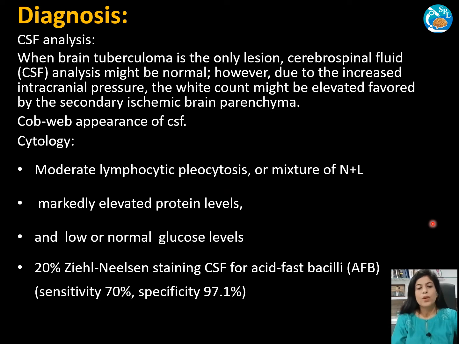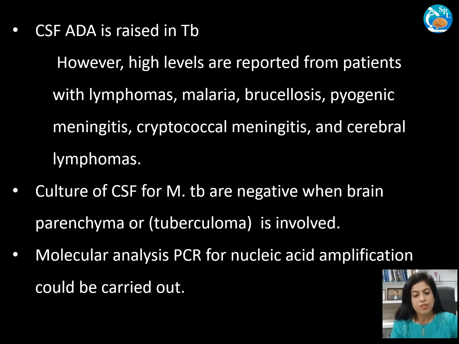Now coming to diagnosis, whenever a sole tuberculoma is present, then the CSF analysis may be normal. Whenever tuberculous meningitis is present, the CSF may have a typical cobweb-like appearance. On cytology, there is moderate lymphocytic pleocytosis. However, sometimes a mixture of additional neutrophils may be present. The protein levels are markedly elevated and the sugar levels may be low or normal. Now, Ziehl-Neelsen staining, the ZN stain for acid-fast bacilli, must be carried out. The sensitivity is 70% and specificity is 97%.